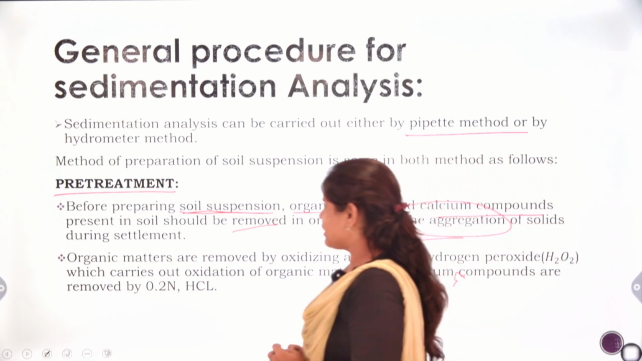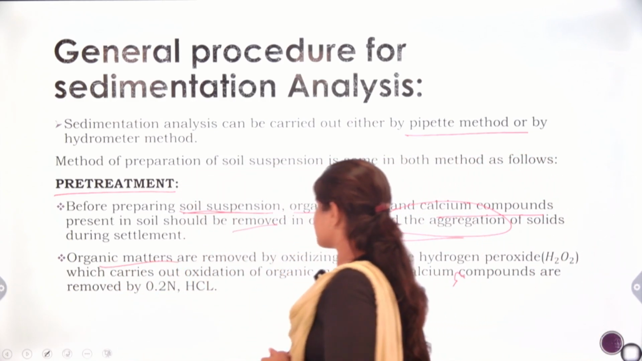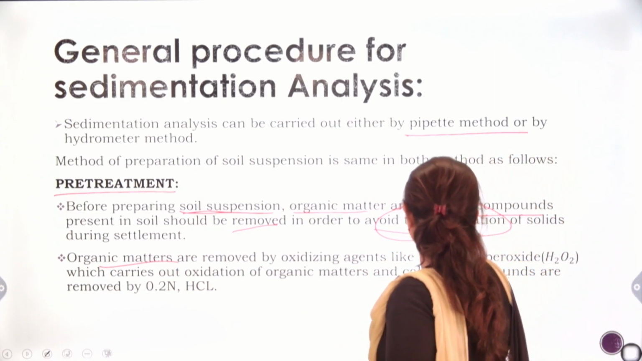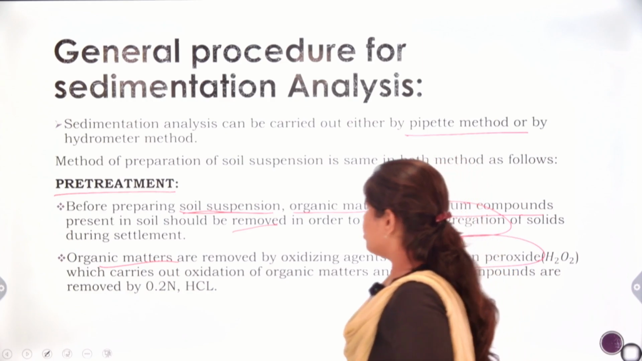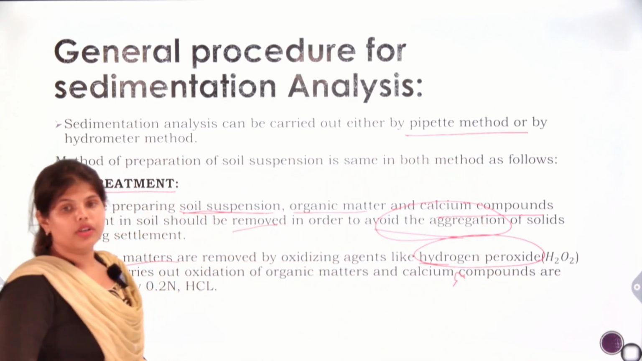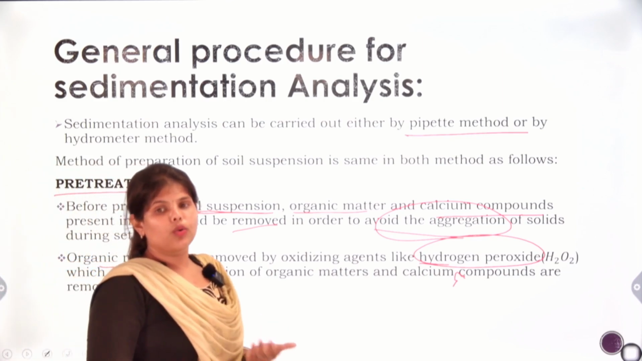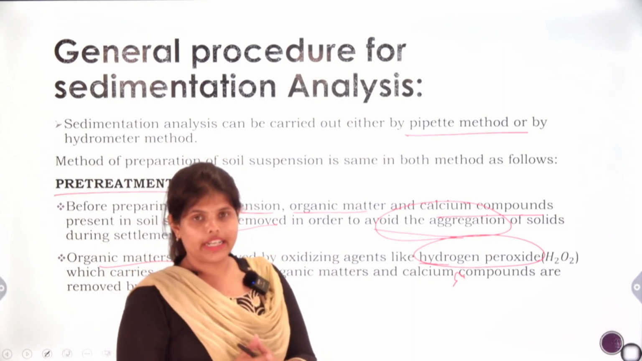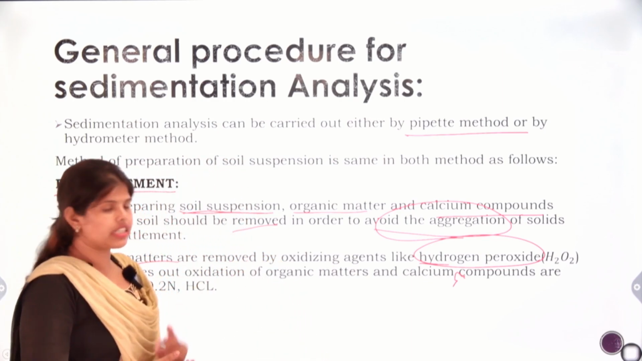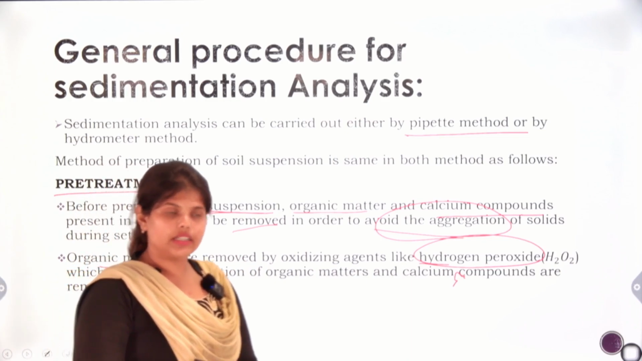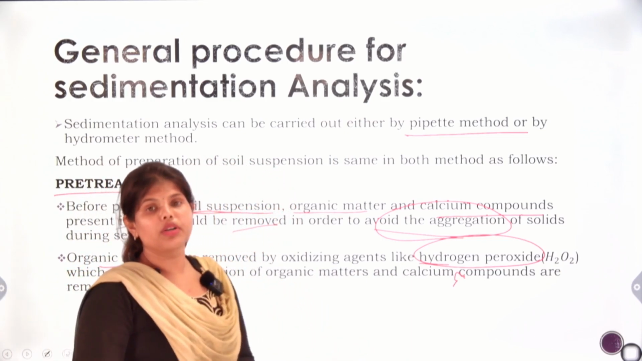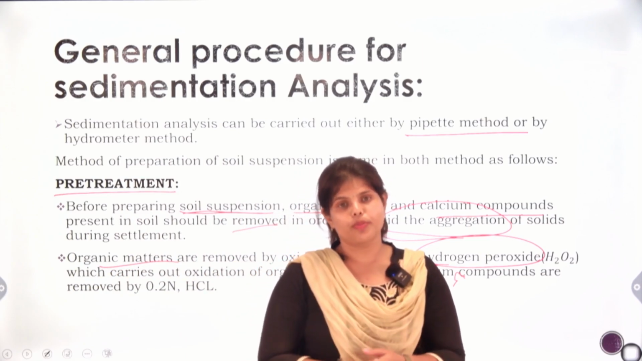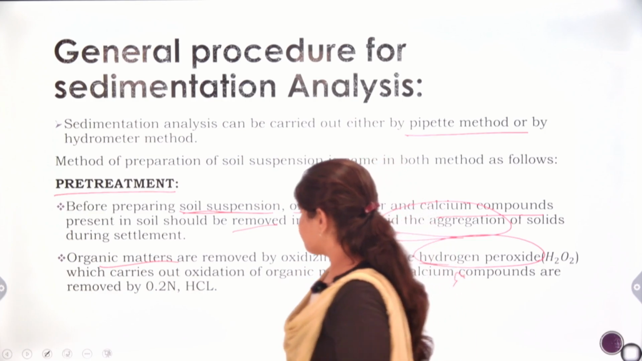So how will we remove them? Organic matter is removed by an oxidizing agent like H2O2, hydrogen peroxide. To remove the organic materials, we use an oxidizing agent like hydrogen peroxide. And to remove the calcium compounds, we use HCl, hydrochloric acid, of 0.2 N.